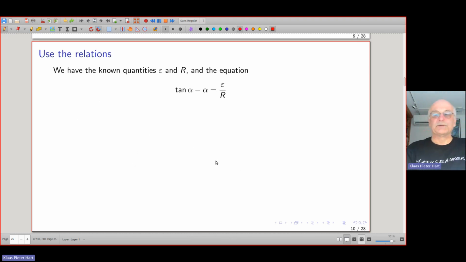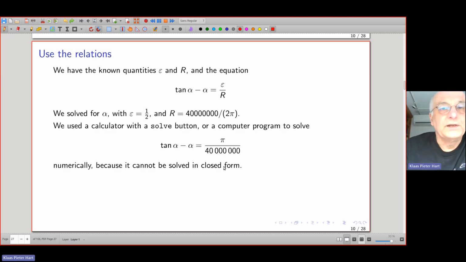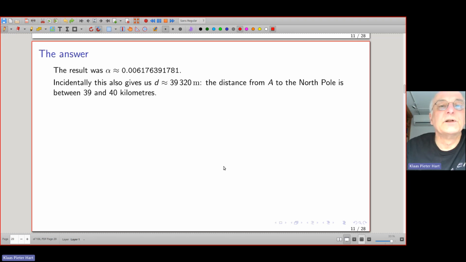That last one gave us an equation that we could solve, or should solve, in order to find what alpha is, then d, and then h. The problem is the equation is hard to solve algebraically, or impossible to solve algebraically or in formula form. So we had to resort to using a numerical solution. Some calculators with a solve button can do it for you, or a computer program, or Wolfram Alpha would do the same job for you. And our result was this.